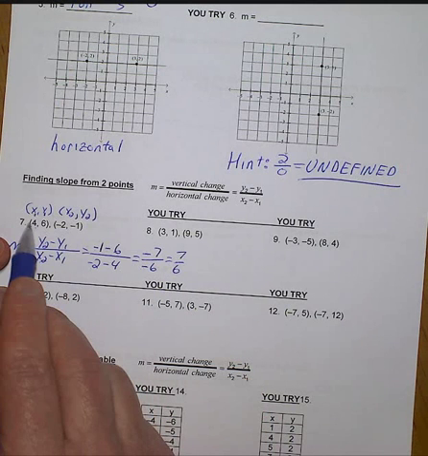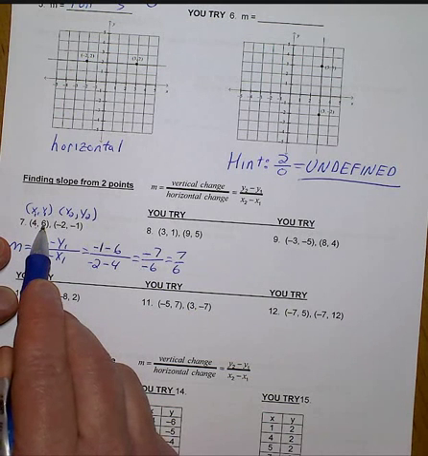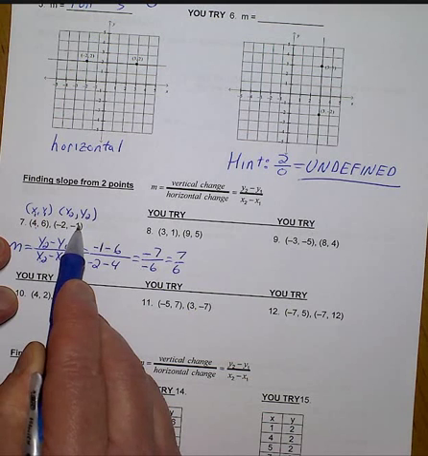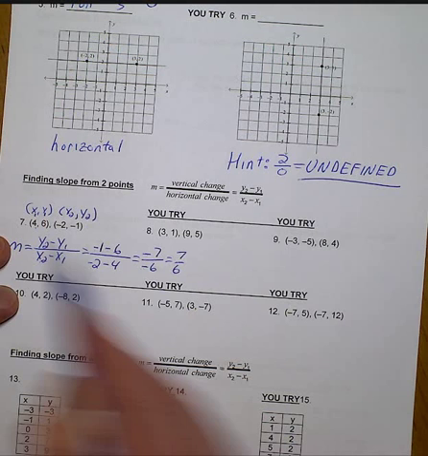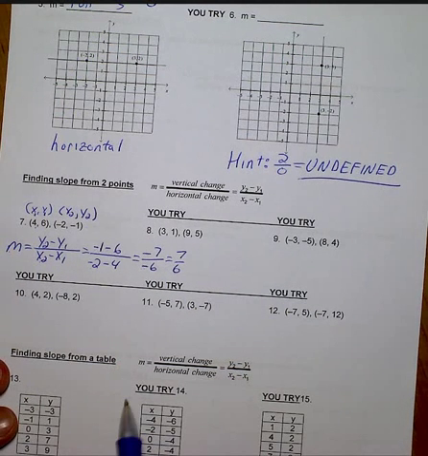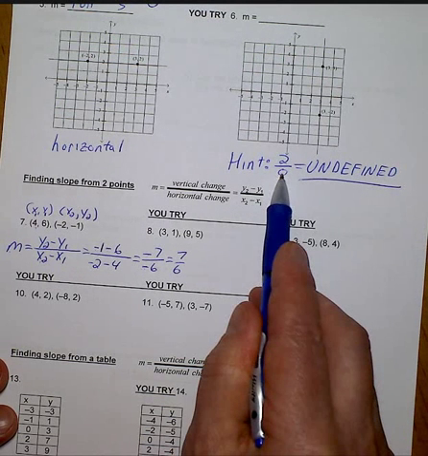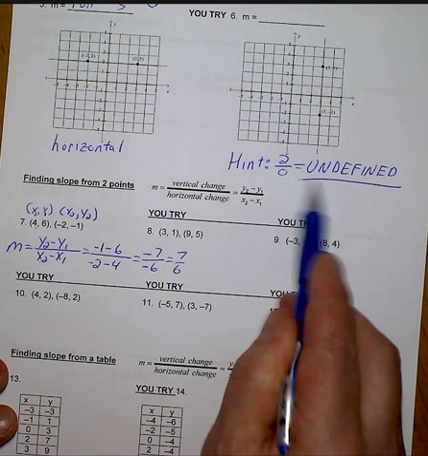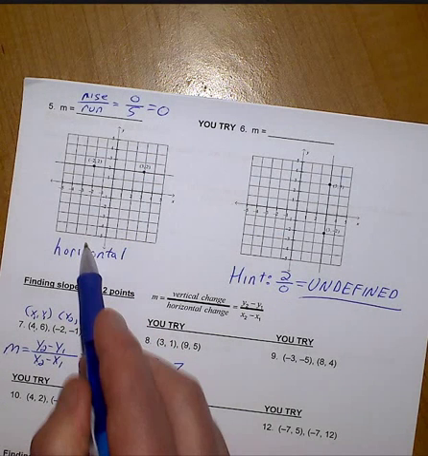And we could call these pairs either, if this is x1, this is y1. If I wanted to, I could call this x1 and y1. But then this is x2 and y2. It'll still work out. So you guys got a bunch of you tries. You try 8, 9, 10, 11, and 12. See what you come up with. And remember, once again, if you get something with 0 on the bottom, it's undefined. You can have an undefined slope. If you get a 0 slope, that means it's a horizontal line.